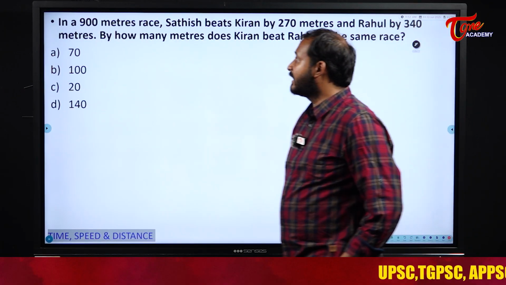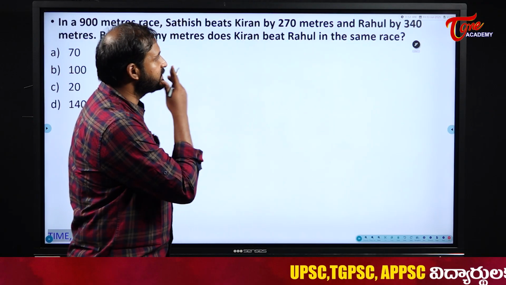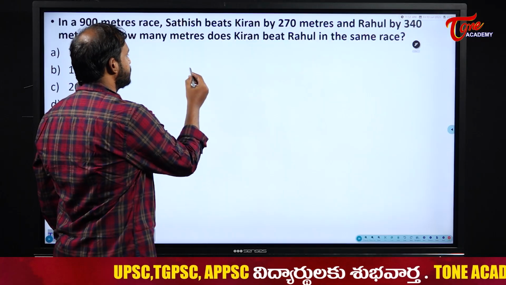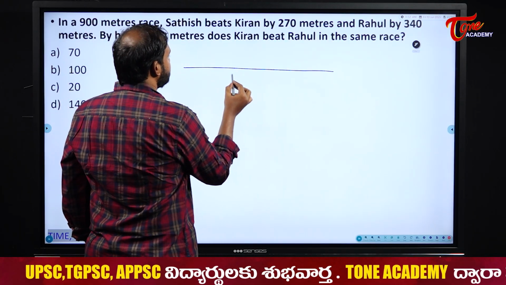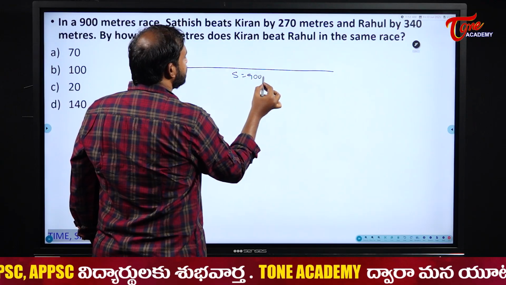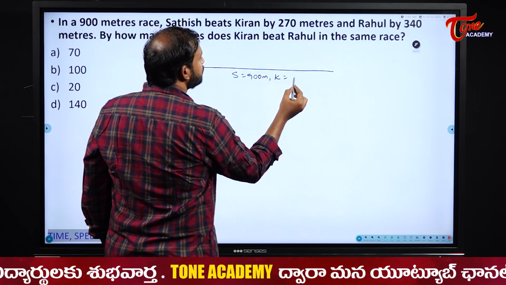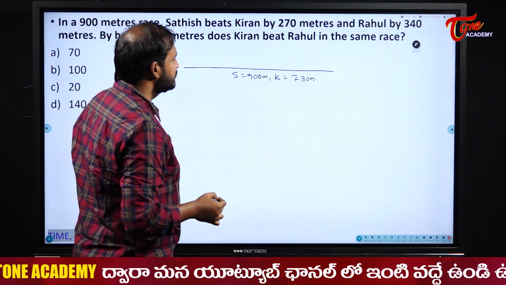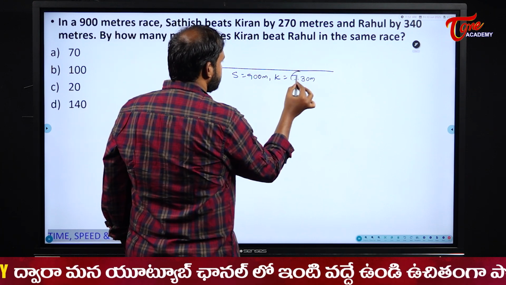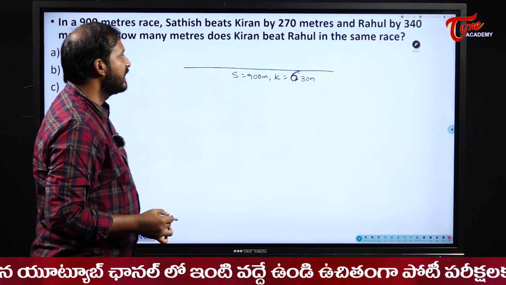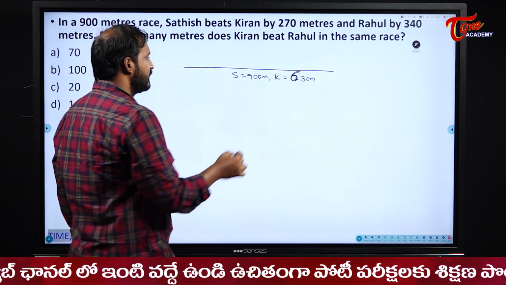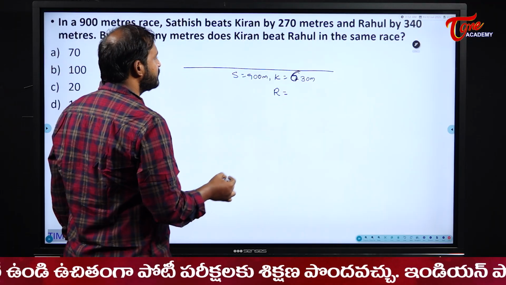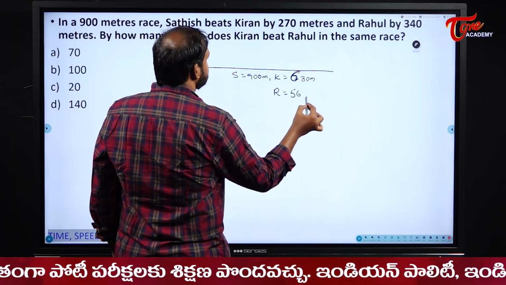In a 900 meter race, okay, now the race is for 900 meters, Satish beats Kiran by 270 meters. That means Satish will run 900 meters. Kiran will run just 730 meters. Right? 730? No, 630 meters. Kiran will run just 630 meters. And Rahul by 340 meters. That means Rahul will be traveling what distance here? Tell me. Just 560 meters.